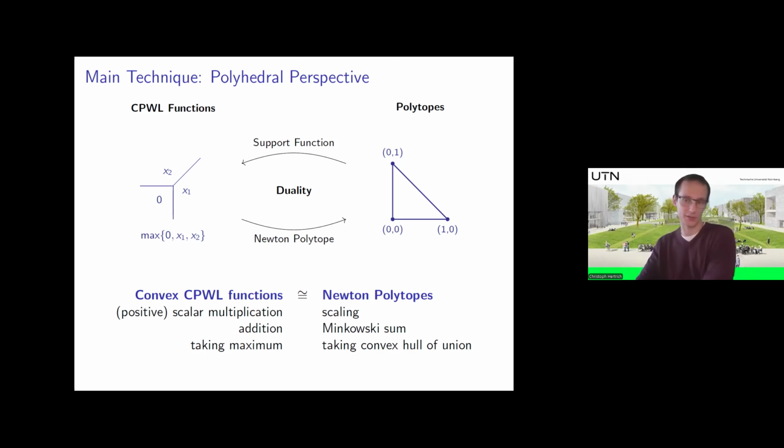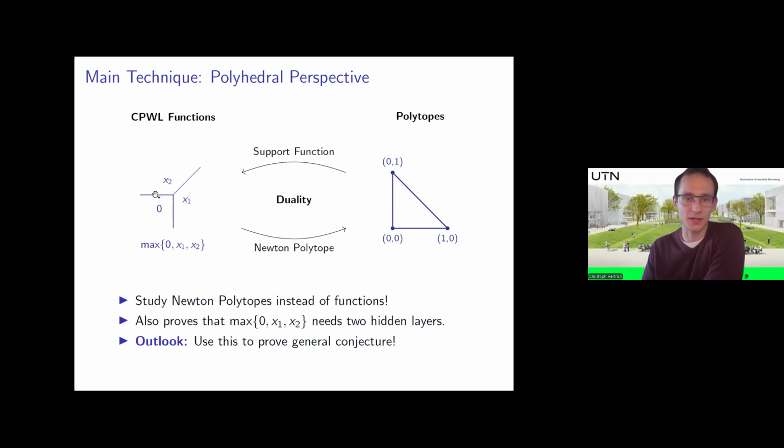Okay. So how can we now use this duality to prove something about neural networks? Basically, instead of studying directly the functions computed by the neural network, we study the Newton polytopes associated with these functions. And what does it mean? Well, for example, what you can prove is that all the polytopes associated with a one hidden layer neural network will be centrally symmetric. But this polytope is not centrally symmetric, which implies that, like the result I mentioned earlier, this function cannot be computed by a one hidden layer neural network.